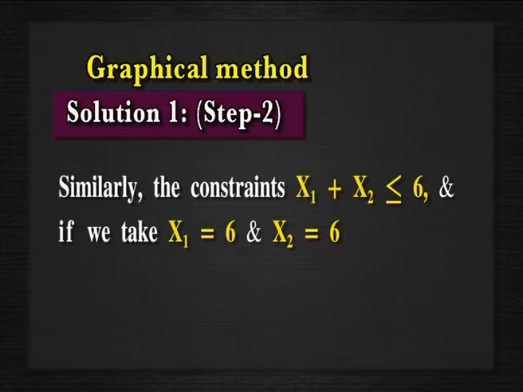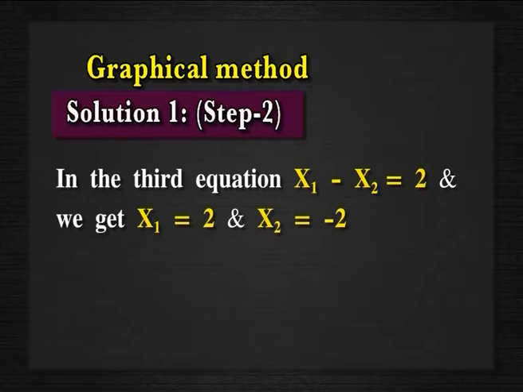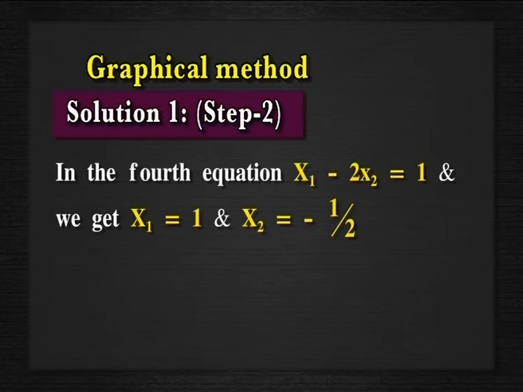Similarly, for the constraint x1 + x2 ≤ 6, we take x1 = 6 and x2 = 6 in the second equation. In the third equation, x1 - x2 = 2, and we get x1 = 2 and x2 = -2. In the fourth equation, x1 - 2x2 = 1, and we get x1 = 1 and x2 = -1/2.